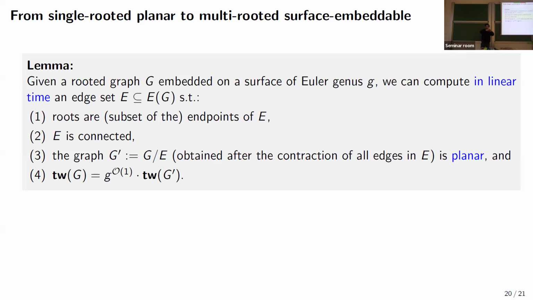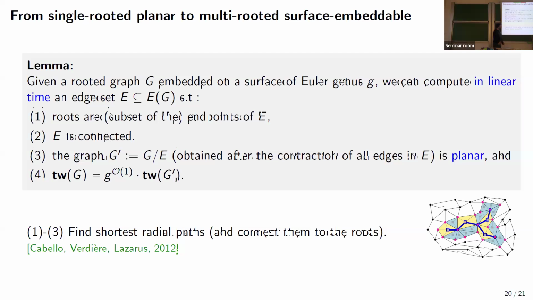When I do this contraction, I also include all the possible roots that my graph had. And after I do this contraction, the graph is planar, and also the tree width of the contracted graph is not that different from the initial graph. Believable. Why? Because we know how to contract parts of the graph to kill all handles.